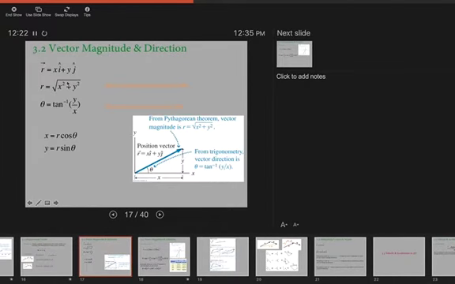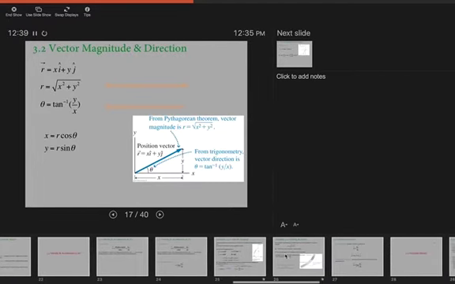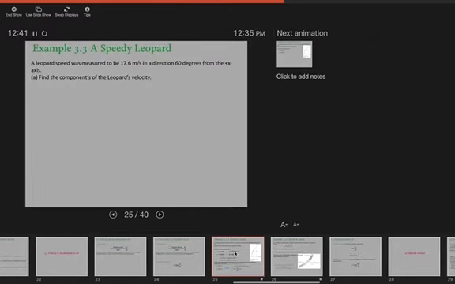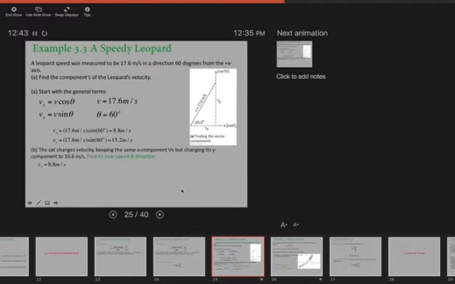This is an R vector. This is the scalar, meaning the speed, or the scalar, the number. And this is how you find the angle: tangent minus 1 of y over x. These are the formulas, memorize them and understand them, and you should be fine with solving problems. Okay? So this is the example we talked about.